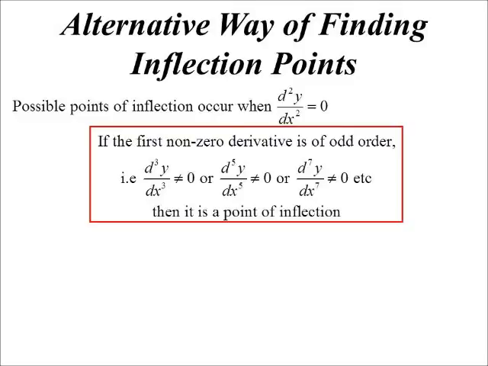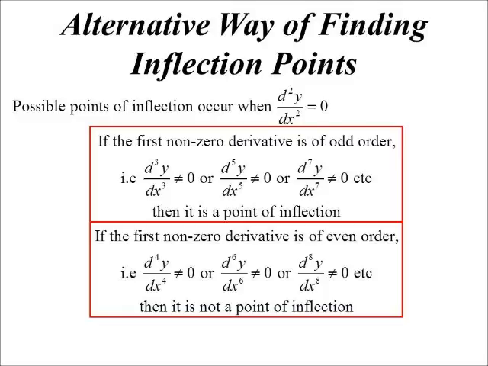Now, this is the actual rule. If the first time you sub into a derivative you get an answer that is not 0, and it's an odd derivative, so the third derivative, the fifth derivative, the seventh derivative, etc., then it is a point of inflection. The vast majority of the ones we're going to look at, we won't have to go past the third derivative. And in fact, if you have to go past the third derivative, then I'd simply go back and test either side of the point and look at concavity rather than doing all that work.